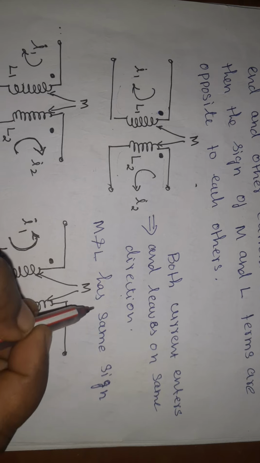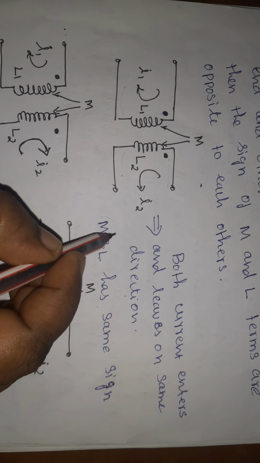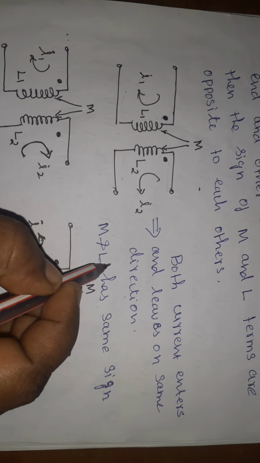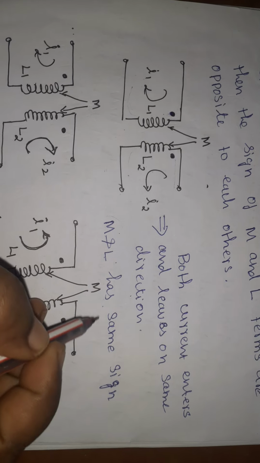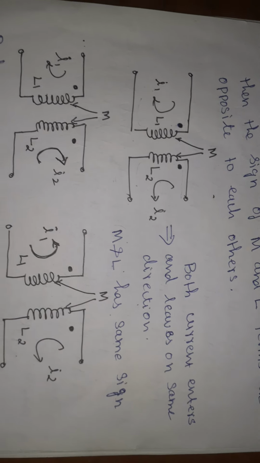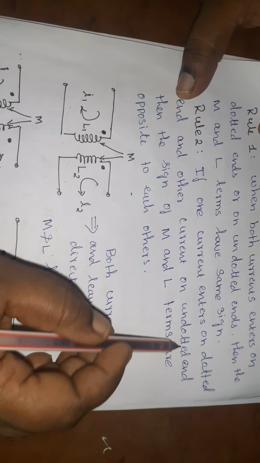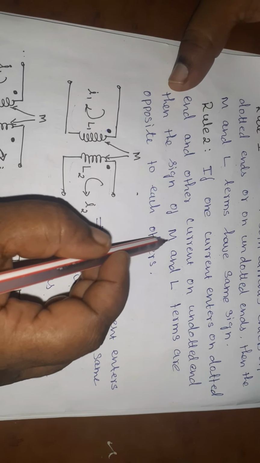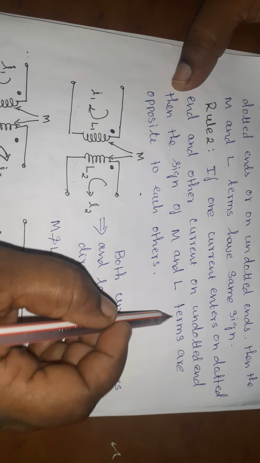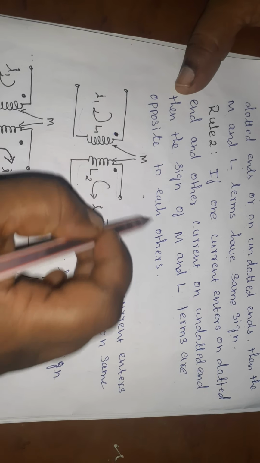The M and L have the same sign. M means mutual inductance, L means self-inductance. These two get the same sign. Second rule: if one current enters on the dotted end and another current on the undotted end, then the signs of the mutual inductance and self-inductance terms are opposite to each other.